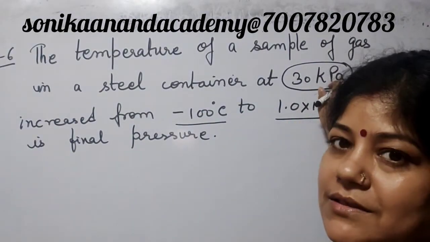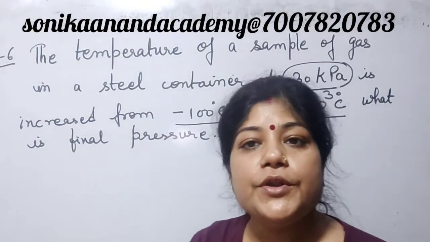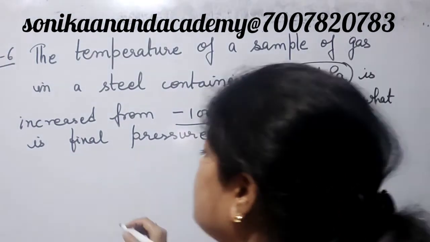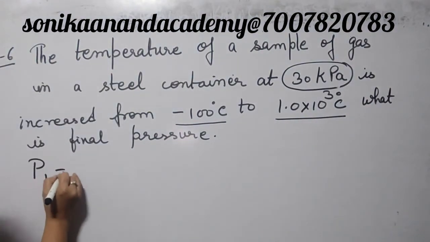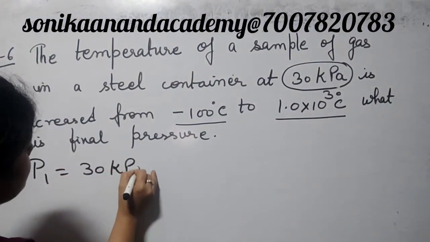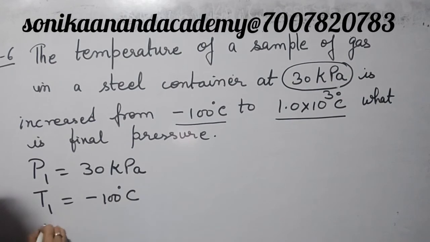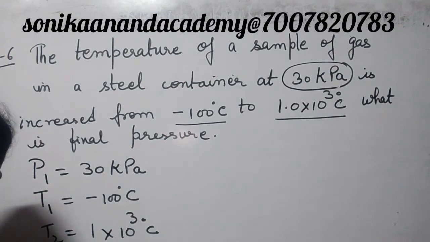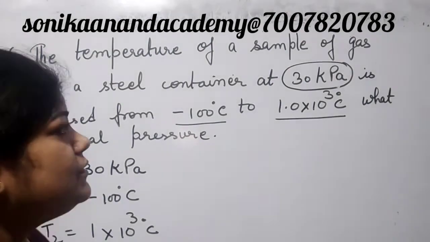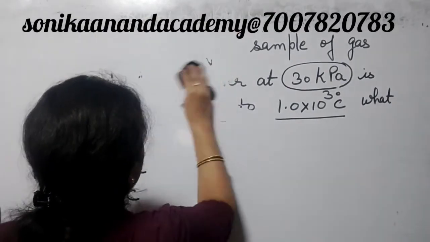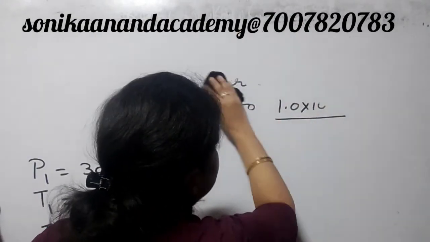Now this is kilopascal. So this is the pressure, because the units of pressure are millimeter Hg, atmosphere, and also the pascal. So here the pressure P1 is 30 kilopascal. Now temperature T1 is minus 100 degrees Celsius. Temperature T2 is 1 into 10 to the power 3 degrees Celsius. And we have to find the final pressure P2. So this is the overall data from the question. Now I am going to rub the question and find out the final pressure, and see how we convert all the data into the same units.